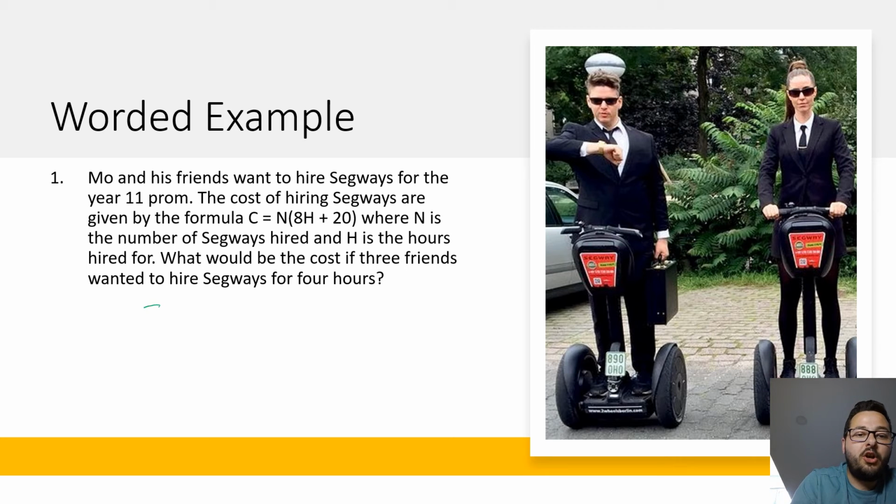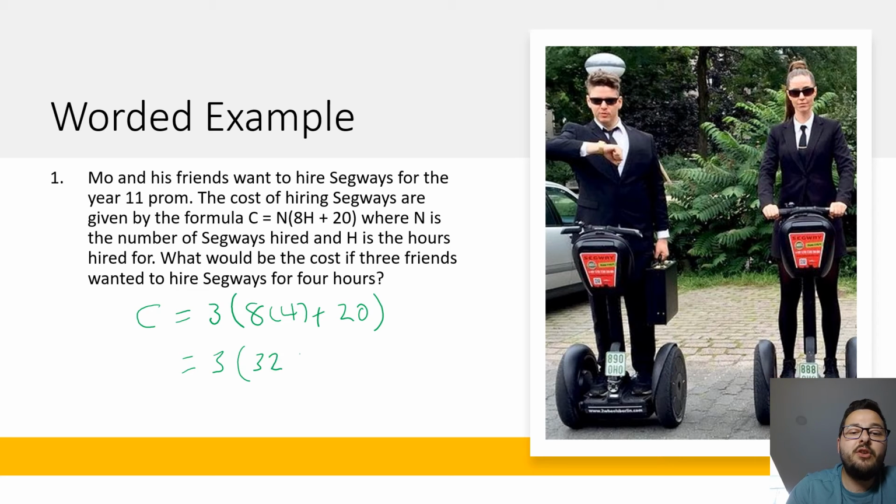Well, the cost is going to be, N is the number of people, so we've got 3 friends, so N is going to be 3, brackets, 8, H is the hours, which is 4, plus 20. Then we just want to solve this, so this is 3 brackets, 8 times 4 is 32, plus 20, so this is 3 times 52, and 52 times 3 is 156, so it's going to cost £156.